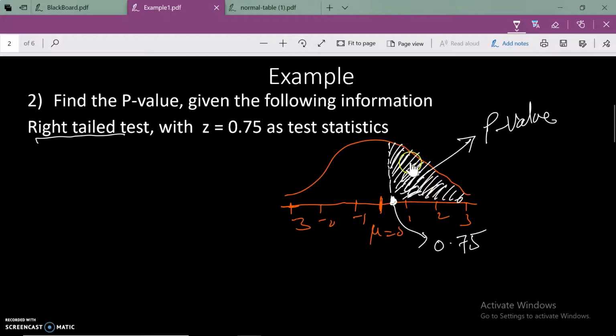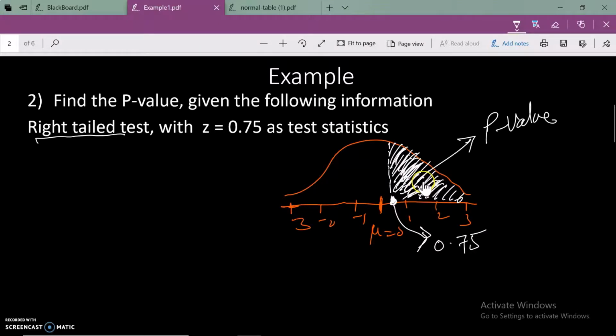But remember that when I look at the table or I use Microsoft Excel, Excel will always give me the area to the left of it. So I have to use smart thinking in order to find the area to the right of it. I hope you understand this technique from chapter number 6. So now I'm going to use Microsoft Excel and find this area.